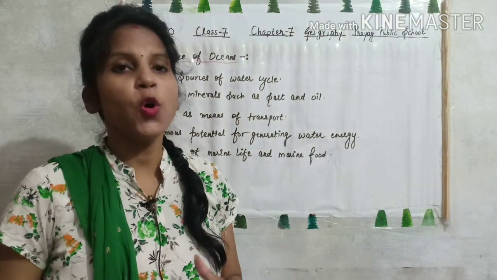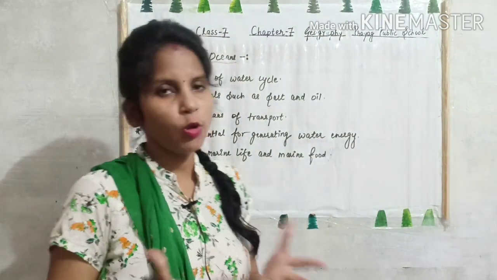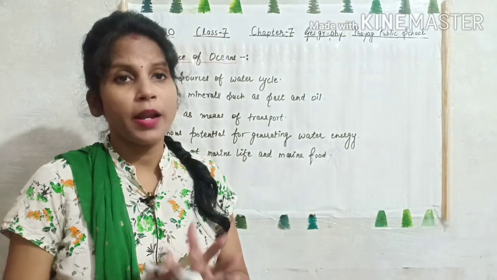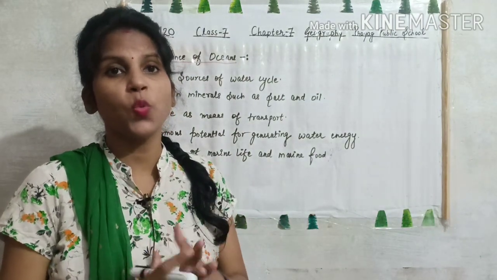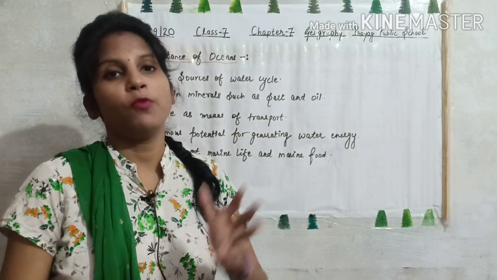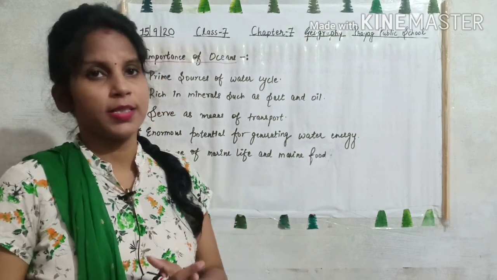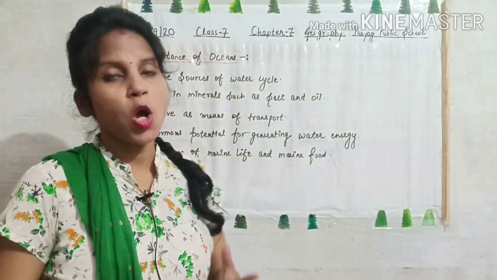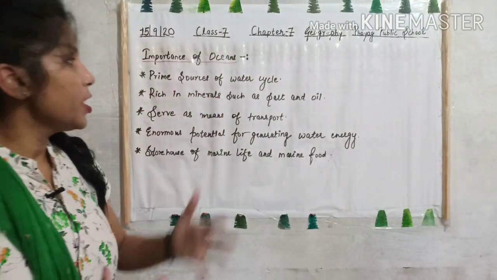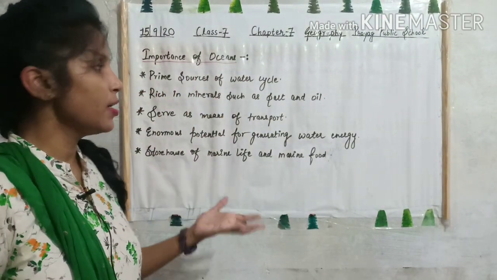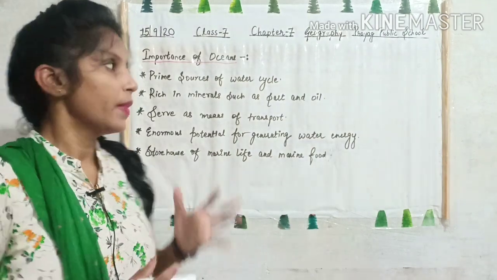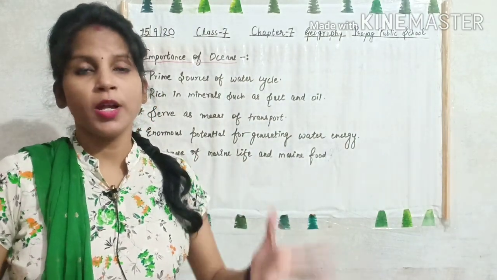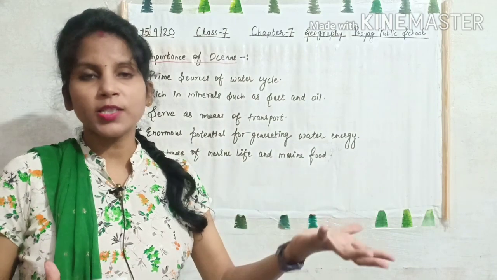Importance of oceans. How oceans are important for us, how they are useful for us. First one, prime source of water cycle. So oceans are a prime, means one of the important sources of water cycle, because most of the water is evaporated through ocean and seas, and in this way the water cycle continues. Then second is rich in minerals such as salt and oil. So the ocean is a very good source of minerals and various types of salt and oil. Then third is serve as means of transport. The ocean also serves as a means of transport for traveling from one place to another.